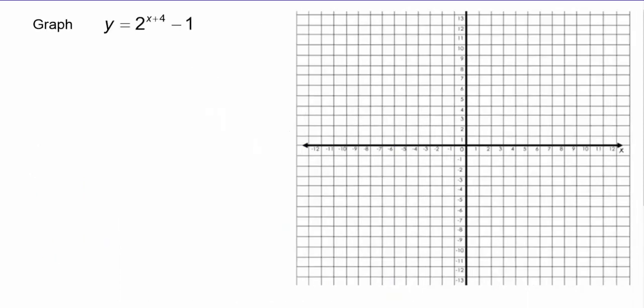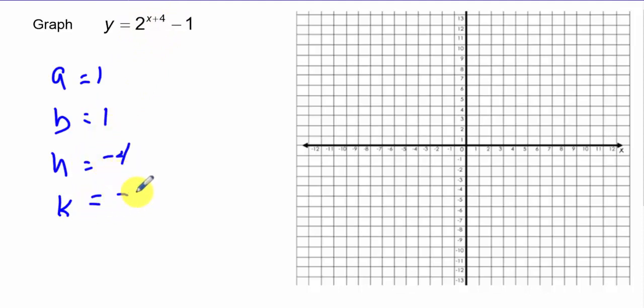So we can play around with this a little bit. We can start adding h's and k's and a's and b's and so on and so forth. So let's identify a, b, h, k. In this case, there's no multiplication out in front of this base of 2, so a is 1. Within the function itself, the power, there's nothing, so b is 1. h is -4, k is -1. Go back 4, down 1.